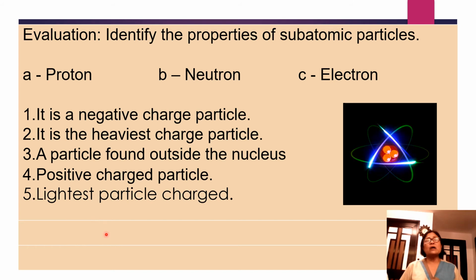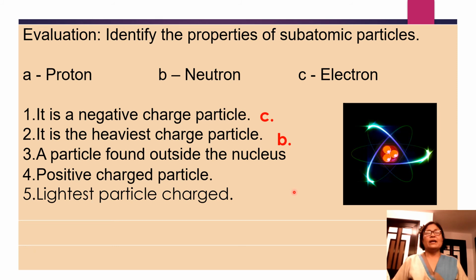So let's proceed now to a short evaluation. You're going to identify the properties of subatomic particles. So letter A represents proton, letter B neutron, and letter C electron. In number 1, it is a negatively charged particle. And the answer is letter C. Number 2, it is the heaviest particle. So what is the answer? The answer is letter B.